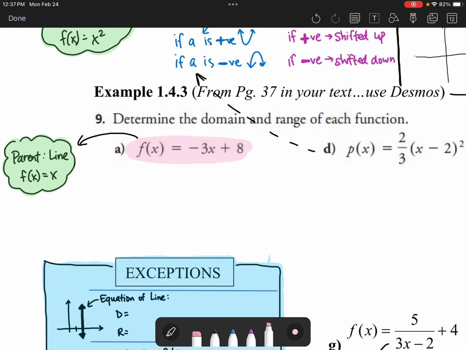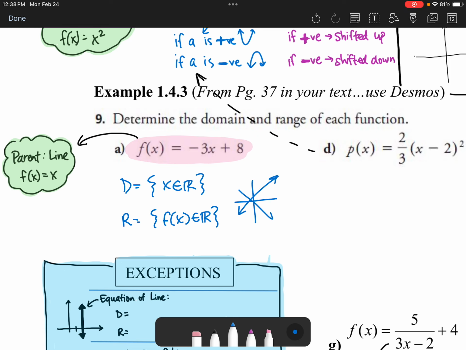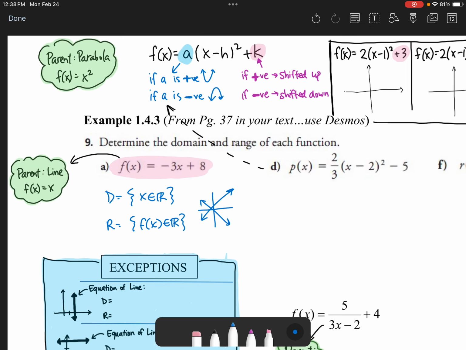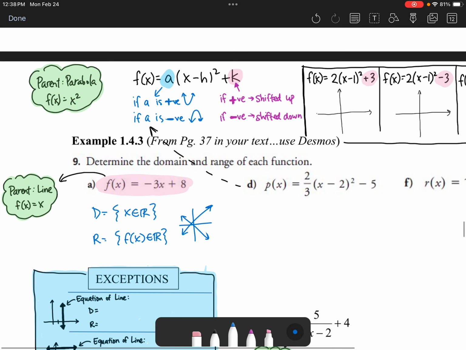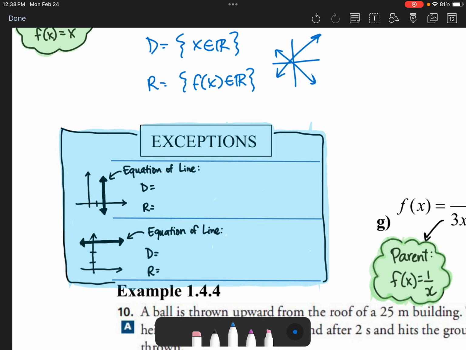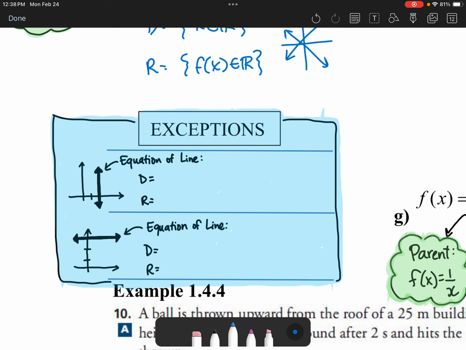Now, as soon as I see that it is a diagonal line, I can safely say that the domain will be x ∈ ℝ, and the range would also be f(x) ∈ ℝ. Because it's a diagonal line, whether it goes this way or that way, if it hits all the x's, it will also hit all the y's. So that one is a good one. There are 2 exceptions though for lines, and it is these 2 here.